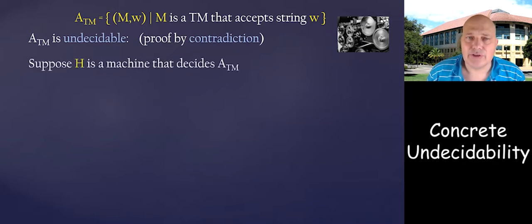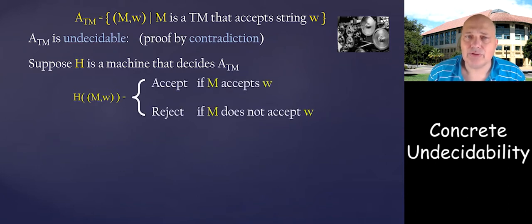So for the sake of contradiction, let's assume that ATM is decidable. This will mean that there is a machine H that decides ATM. So what does H do? H on input M and W accepts if M accepts W and rejects if M doesn't accept W. So whether or not M rejects W or just loops, H is going to reject M, W.